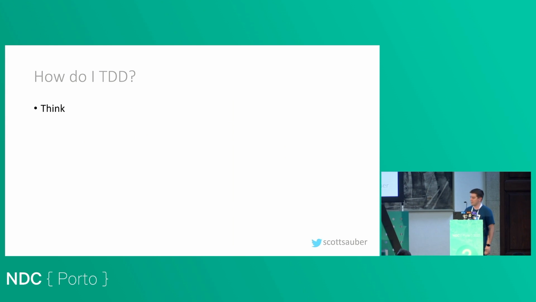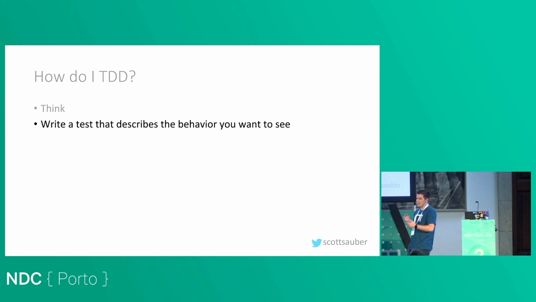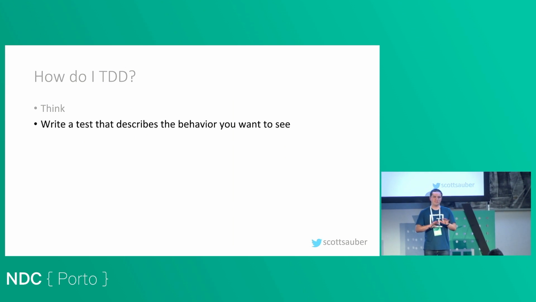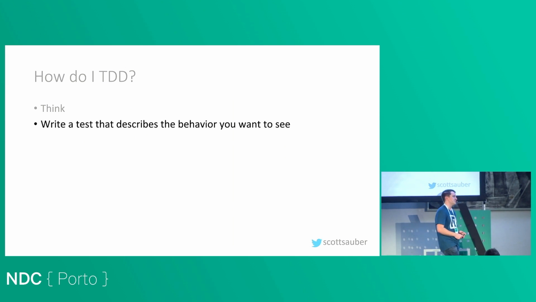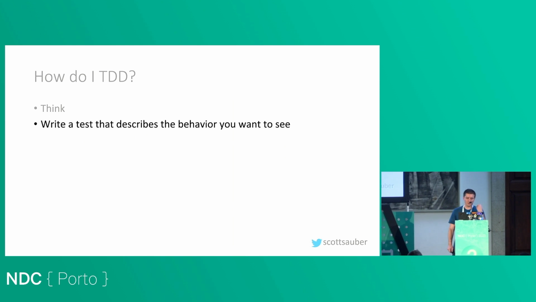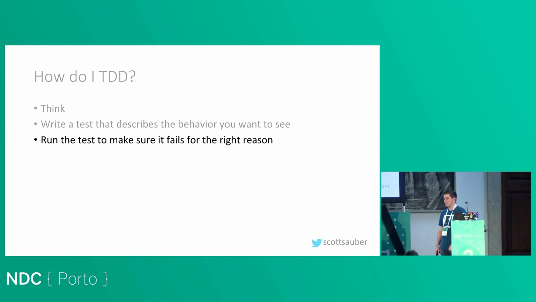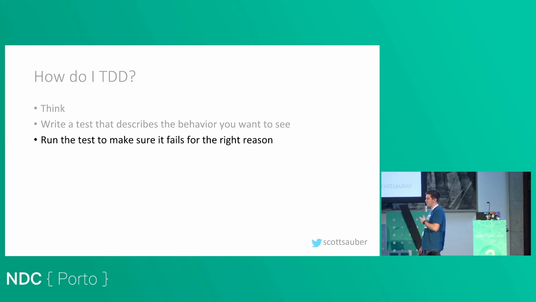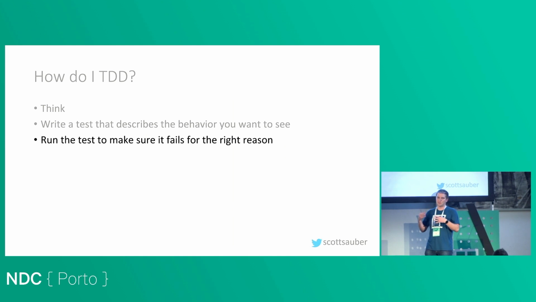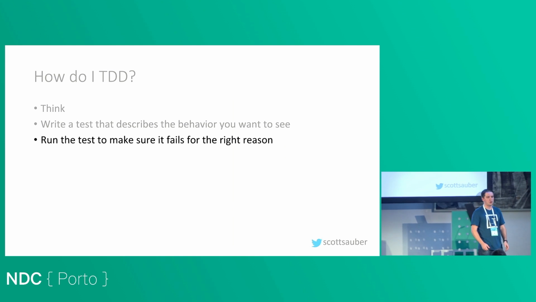you need to think about what you're doing before you actually start writing the next test. Then after you decide what test you're going to write, you write a test that describes what behavior you want to see out of the system that you're about to create. So that's where you initially write the test before you actually write the production code. And then you run the test to make sure it fails for the right reason, because you haven't actually written the real implementation production code yet.